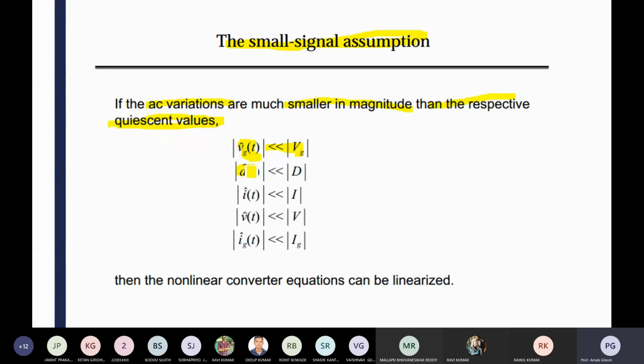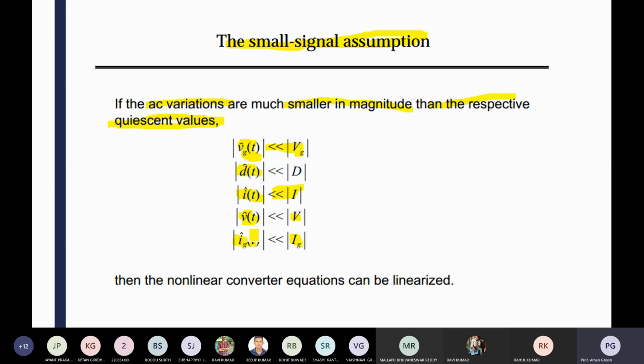Similarly, the small AC component of the duty cycle is also very much less than the main DC duty cycle. The ripple of the inductor current is very much less than the main current. Similarly, the output capacitor voltage ripple is very much less than the output voltage V, and îg(t) is very much less than the input current Ig. That we can approximate.